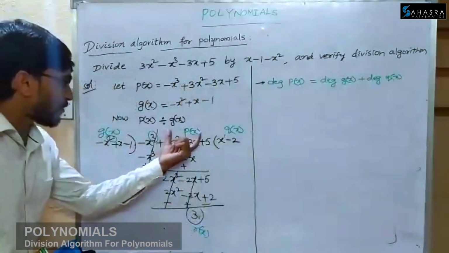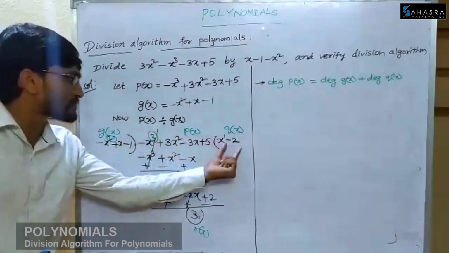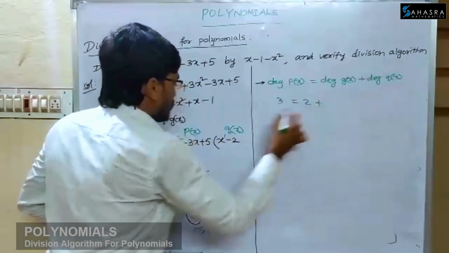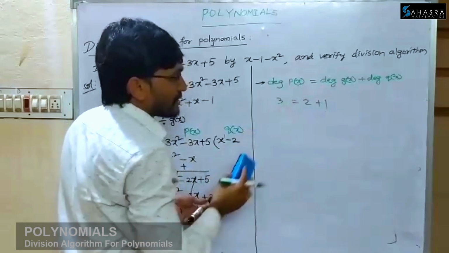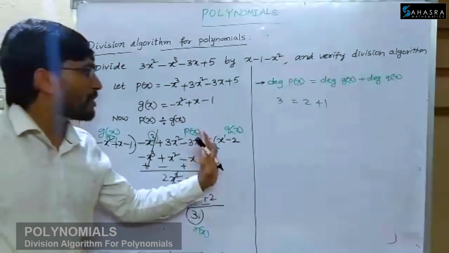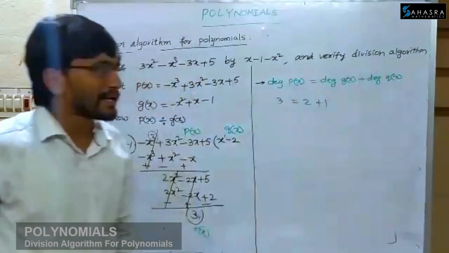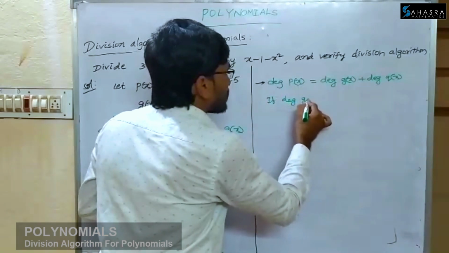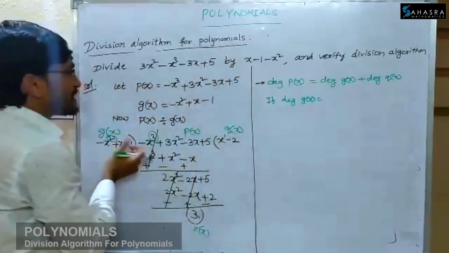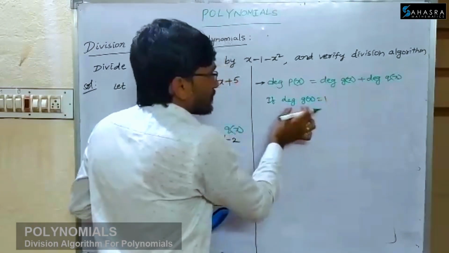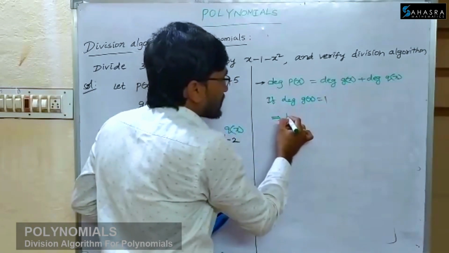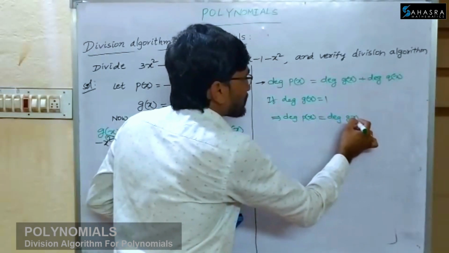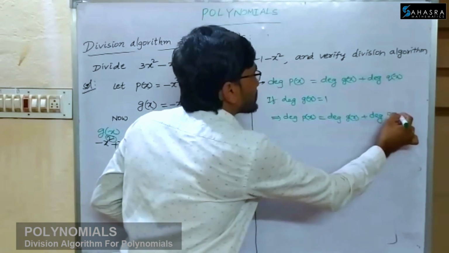Here degree of p of x is 3, degree of g of x is 2, degree of q of x is 1. 3 is equal to 2 plus 1. So the generalized formula is degree of p of x is equal to degree of g of x plus degree of q of x. And from this, sometimes if they have given g of x as a linear polynomial, degree of linear polynomial is 1. So if degree of g of x is equal to 1, then this implies degree of p of x is equal to degree of g of x plus degree of q of x.